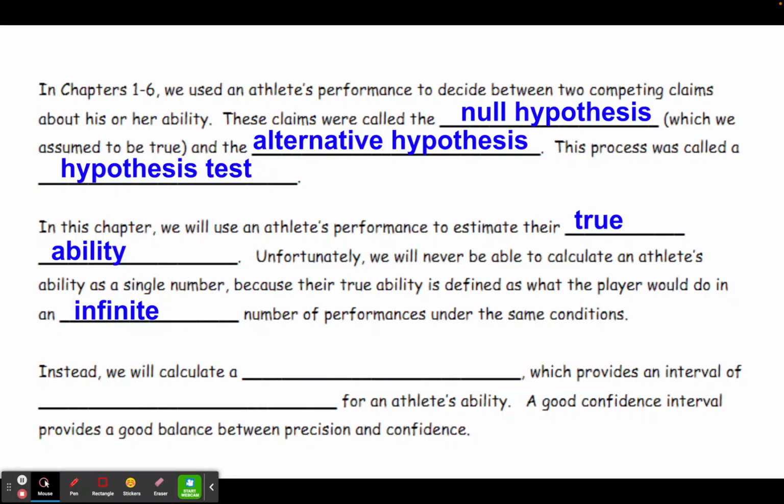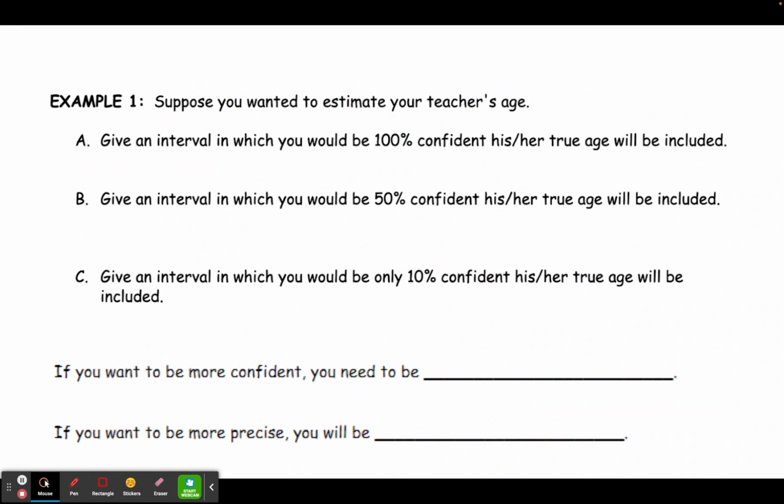So, what we're going to do in chapter 9 is calculate what's called a confidence interval, which provides an interval of plausible values for an athlete's ability. A good confidence interval provides a good balance between precision and confidence. And to illustrate the balance between these two, we're going to look at example number 1, where it says, suppose that you want to estimate your teacher's age.